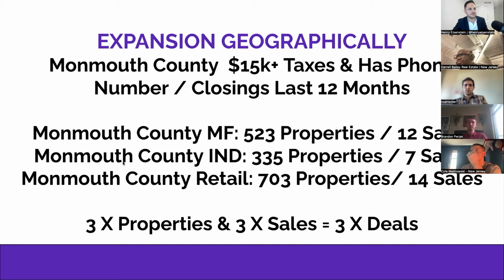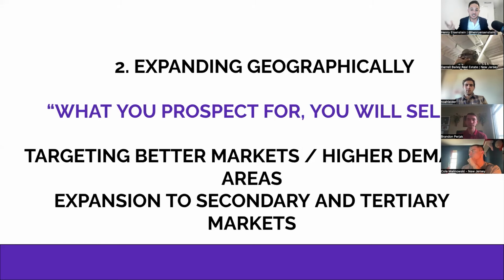So what I did is, if you add industrial, it's another 335 properties and another 7 sales. If you added retail into this mix, you get another 703 properties and another 14 sales. So you're actually tripling the amount of properties in the lead list that you can pull, and you're tripling the amount of actual sold properties in the last 12 months, which gives you the ability to sell 3 times the deals. If you got the same percentage of that market, you'd be able to close 3 times the deals at the same percentage rate, right? Which is pretty cool.